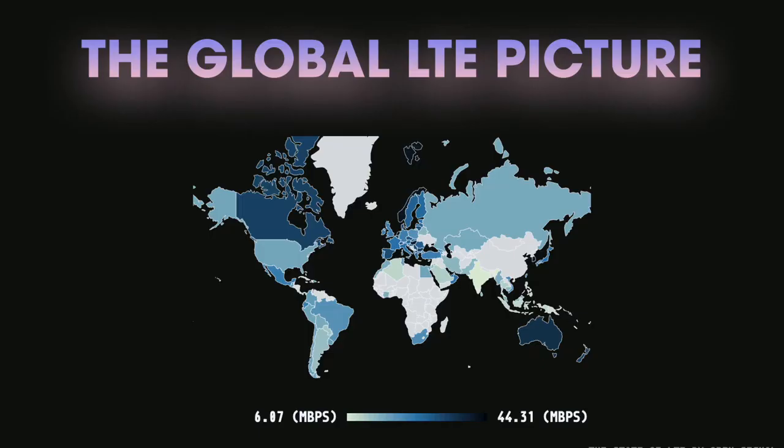And not only that, even if you have 4G it doesn't mean it's fast. This is showing the state of 4G across the globe, from a couple years ago, and it ranges from 6 megabytes per second to 44. So even if you're running on 4G, it can still be different.